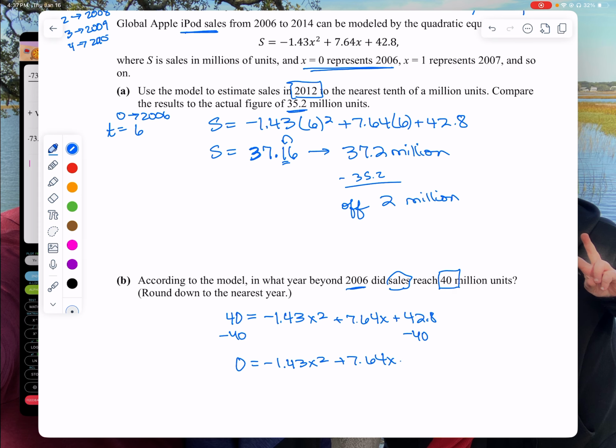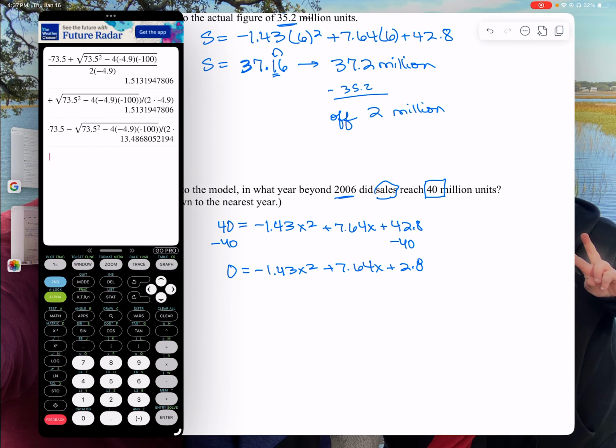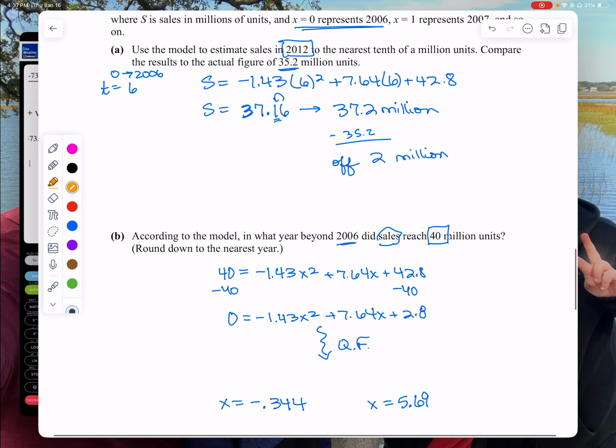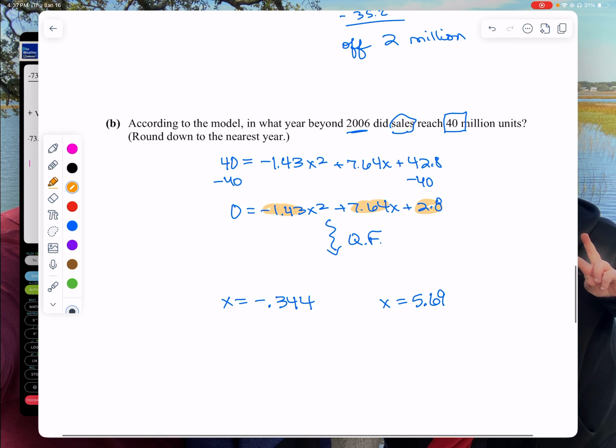And we'll get what? 2.8. All right. And then from here, you're just going to plug that into your quadratic formula. And this is one that I am going to just say plug into the quadratic formula. Okay. And when you plug it in, you're going to get two answers, negative 0.344 and 5.69, something, something, something. Okay. So, all that is I'm going to take, here's my A, here's my B, here's my C, and I'm just going to plug it back up into that quadratic formula.